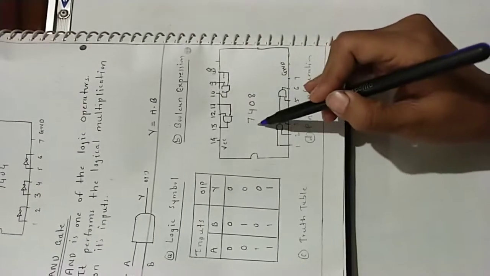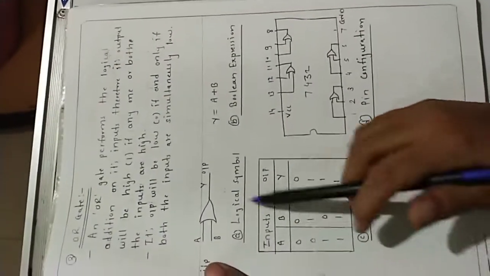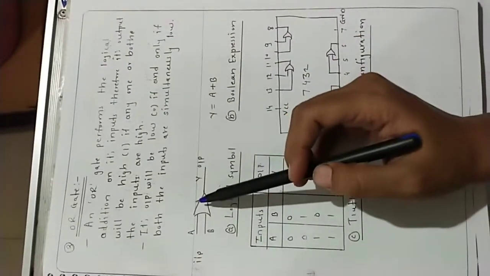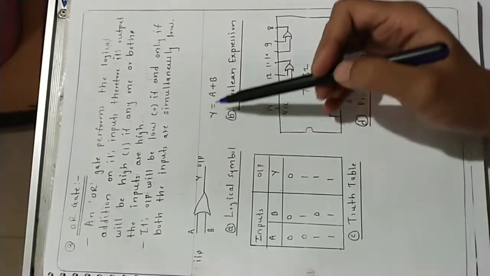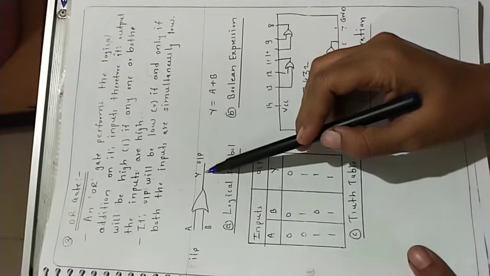So this IC number you remember, this is 7408 AND gate IC. Okay, then OR gate IC. OR gate, the symbol for OR gate is like this: logical expression Y is equal to A plus B. This is used for logical addition.